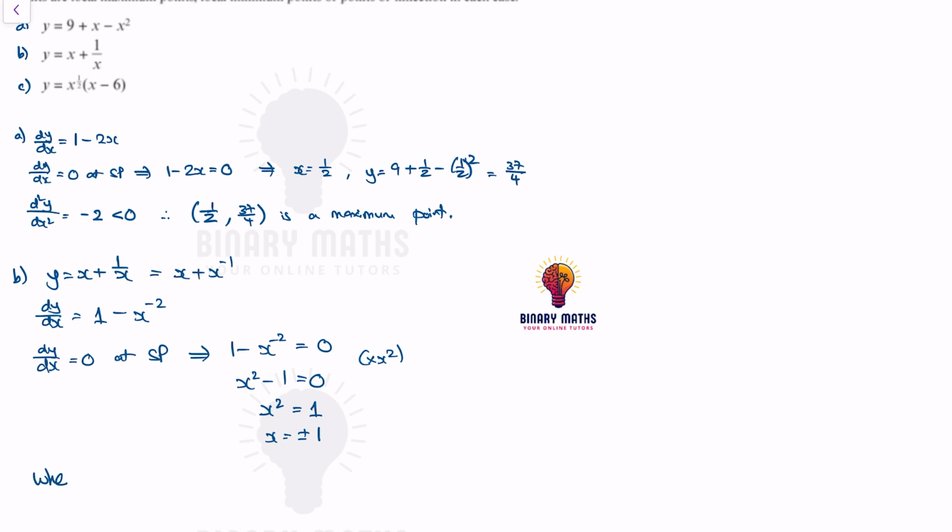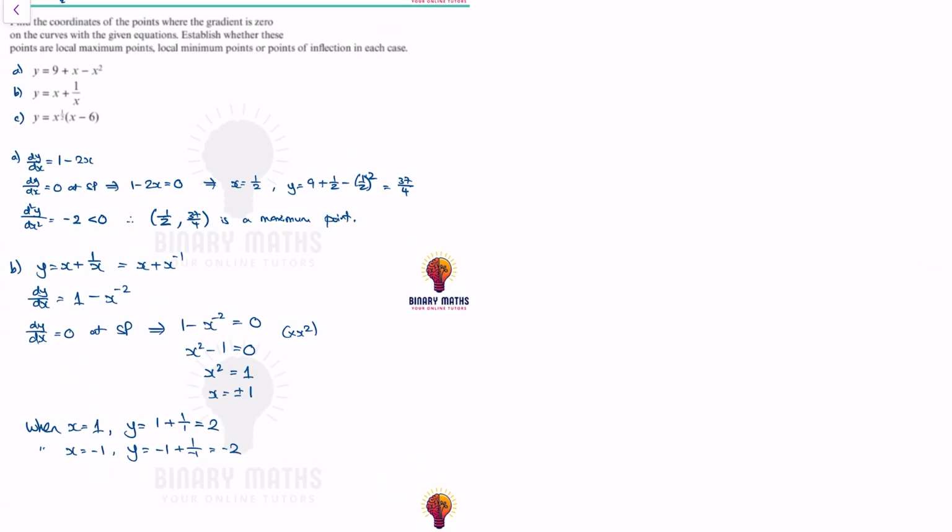Okay, so when x equals 1, y is equal to 1 plus 1 over 1, which is equal to 2. And when x is equal to minus 1, y is equal to minus 1 plus 1 over minus 1, which is equal to minus 2. All I need to do now is determine whether these are minimums, maximums, or points of inflection. So therefore 1, 2 and minus 1, minus 2 are stationary points. So that means I need to find the second derivative, which is equal to minus 2 x to the minus 3.